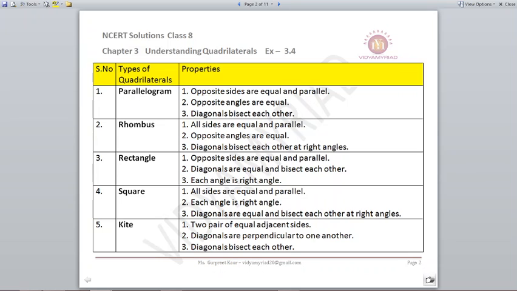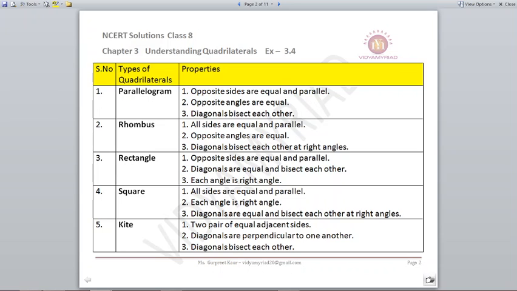Let's talk about rectangle. Everybody knows that in a rectangle opposite sides are equal and parallel. Diagonals are equal and bisect each other, and all the angles formed are right angles, that means 90 degrees. In the case of a square, all the sides are equal and parallel, all the angles will be 90 degrees, and diagonals will be equal. They will be bisecting each other at right angles. So the difference between a rectangle and a square about the diagonal is that in the rectangle they do not bisect at right angles, whereas in a square they bisect at right angles.